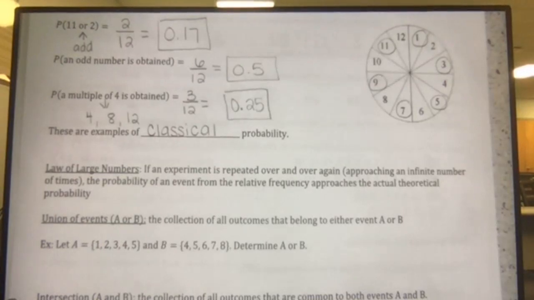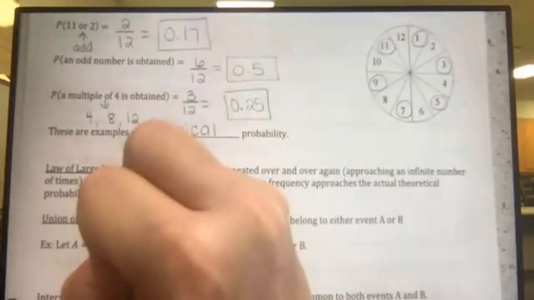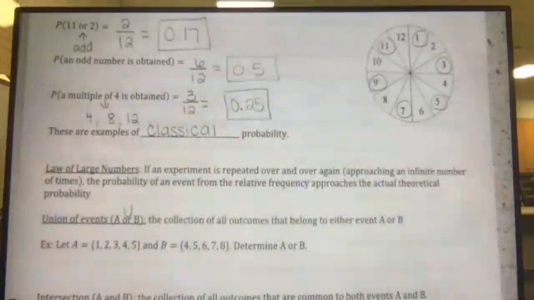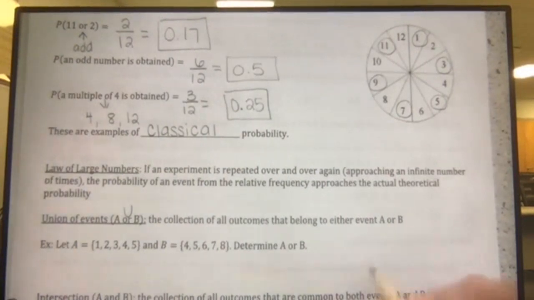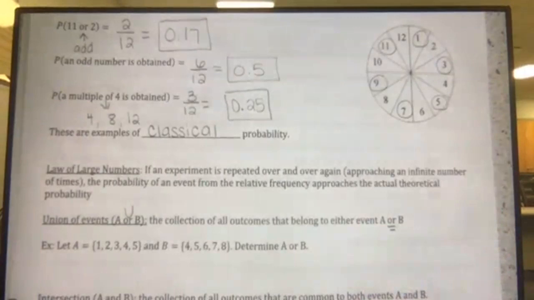So the union of events, A or B. You know in math we like to use symbols because we're very efficient. So instead of writing the word or every time, we use this union symbol. It's like a big capital U. Those of you in college algebra, we used it to unite interval notation together. We said it could be in this interval or in this interval. So it's like a big capital U, and it's the collection of all outcomes that belong to either A or B. A or B.